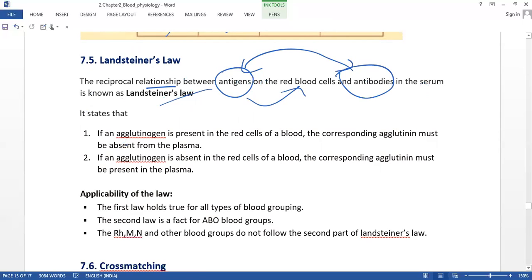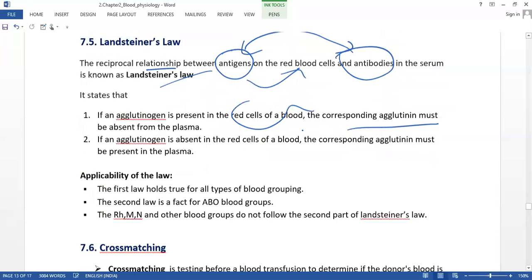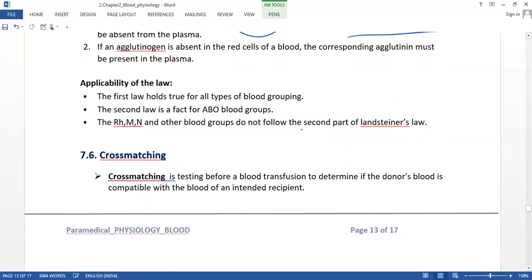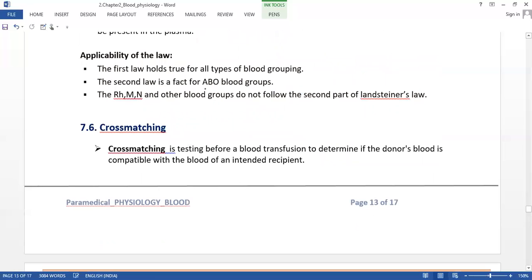It says that if an antigen is present in the RBC, then the corresponding agglutinin must be absent in the plasma. And we also know the application. The first law holds true for all the blood groups, and the second holds true for the ABO blood group, but Rh, MN, and other blood groups do not follow the second part of Landsteiner's law.